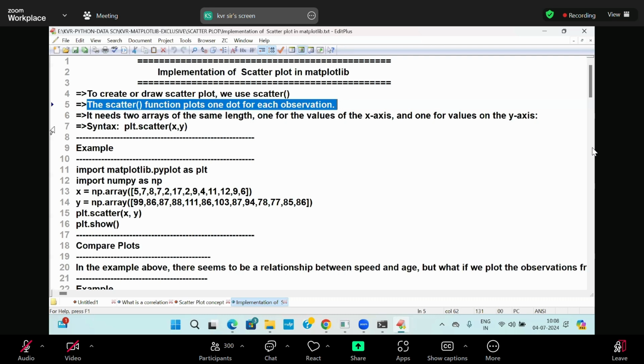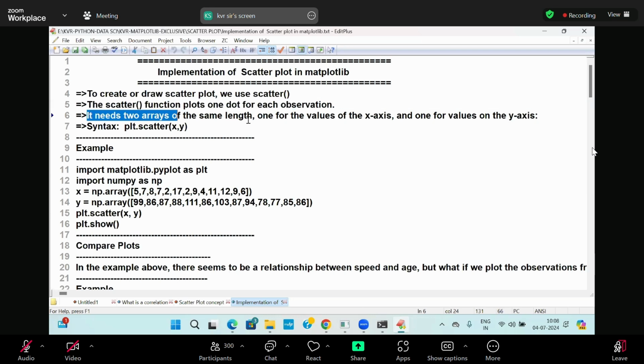In childhood days we used to put a dot, or not. That is called an observation. It needs two arrays of the same length: one for the values on the X axis and one for the values on the Y axis. Syntax is plt.scatter(x, y).